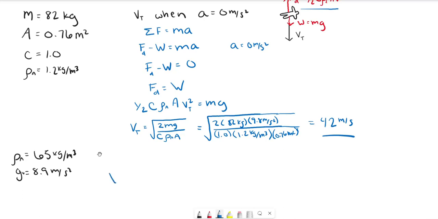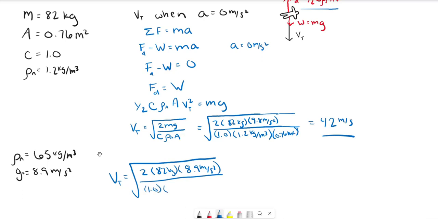So let's go ahead and plug in these different values. Same equation, different values. So we have 2 times 82 kilograms, same person, same mass. And then g is now 8.9 meters per second squared. C is the same. Density, 65 kilograms per meter cubed, times the area of the person.